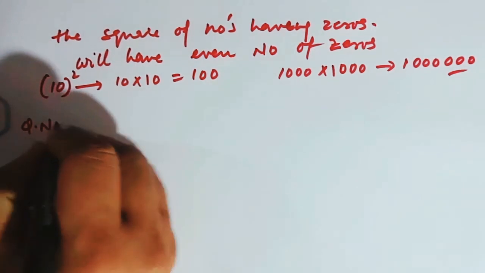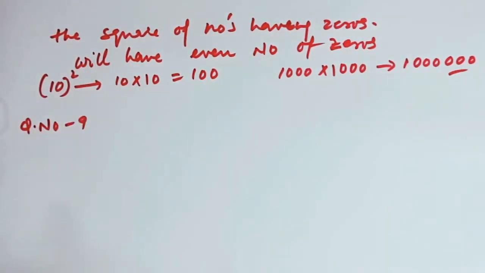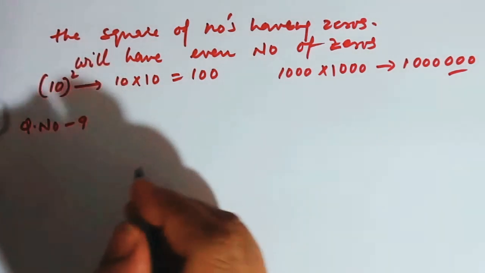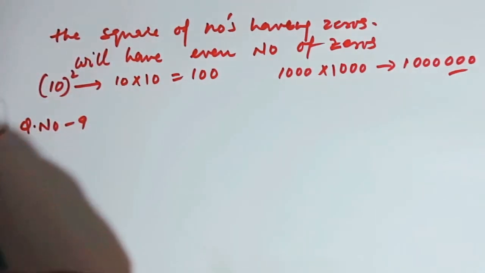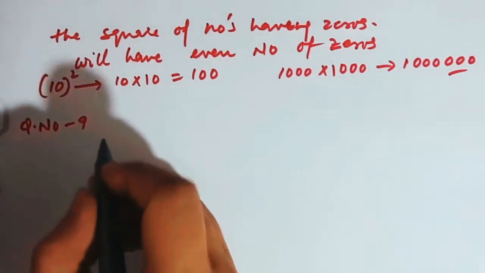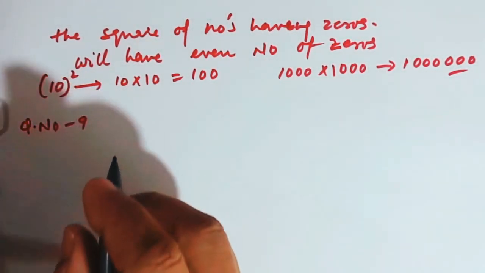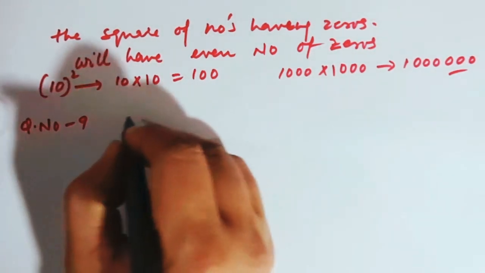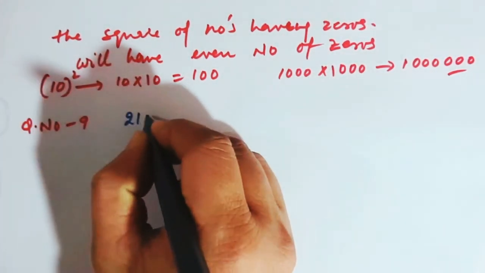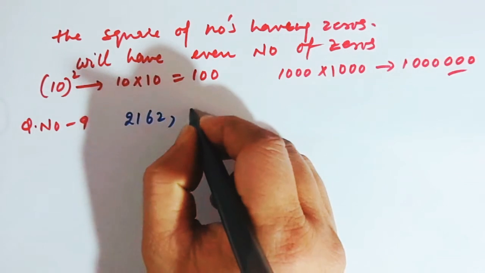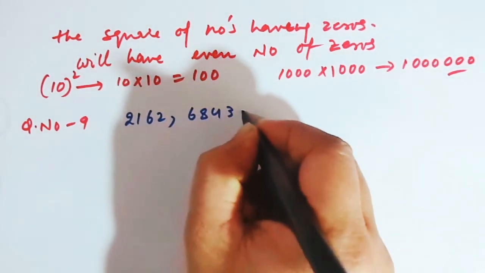Let's come to question number 9. We have less time. I know the children, they are very clever. They want to run. But please stay tuned, because the last few sums are very, very important. Number 9. Give reason to show that none of the numbers given below is a perfect square. So they have given you 2162. Very good. 6843. Okay.